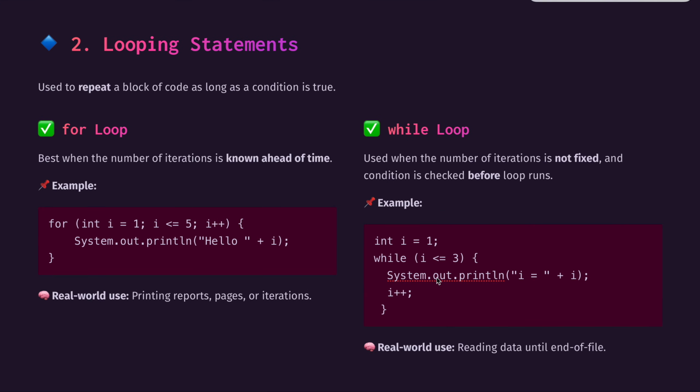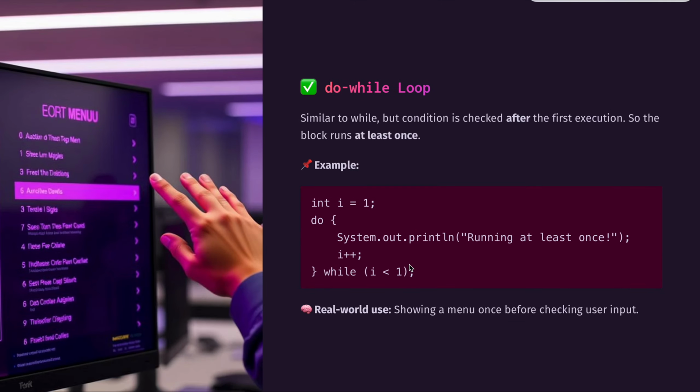If the condition is not satisfied, it doesn't execute anything. Here in do while, it first executes the statements, then checks the condition. If the condition is true, it will execute again until the condition fails. If the condition fails, it stops.